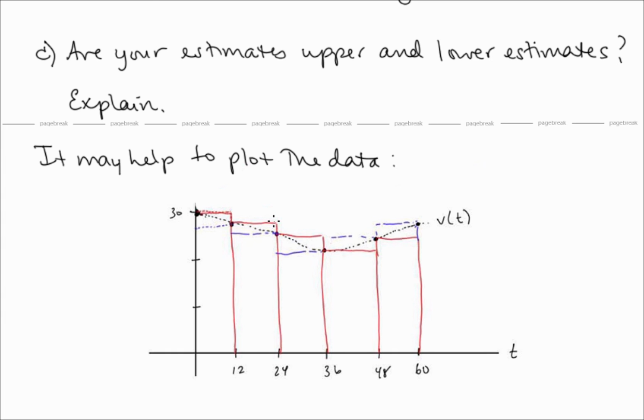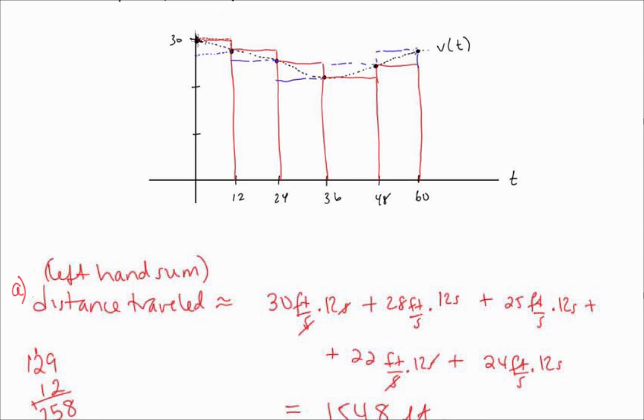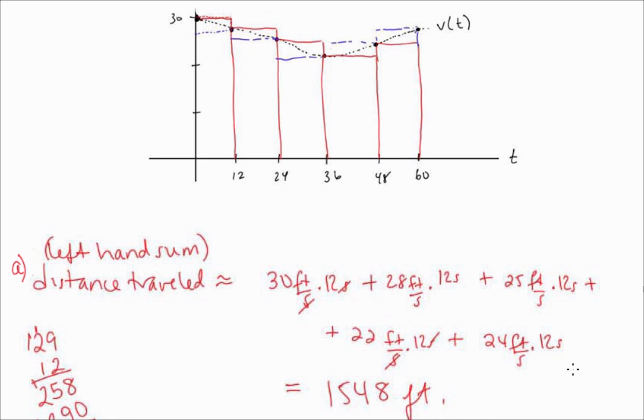So for our left hand sum, the function evaluations are going to be v of 0, v of 12, v of 24, v of 36, and v of 48. And those are going to be the heights of the rectangles we use here. And our delta x, or delta t in this case, is going to be 12. So we have 30 feet per second times 12 seconds, plus 28 feet per second times 12 seconds, plus 25 feet per second times 12 seconds, etc. And we get 1,548 feet here.